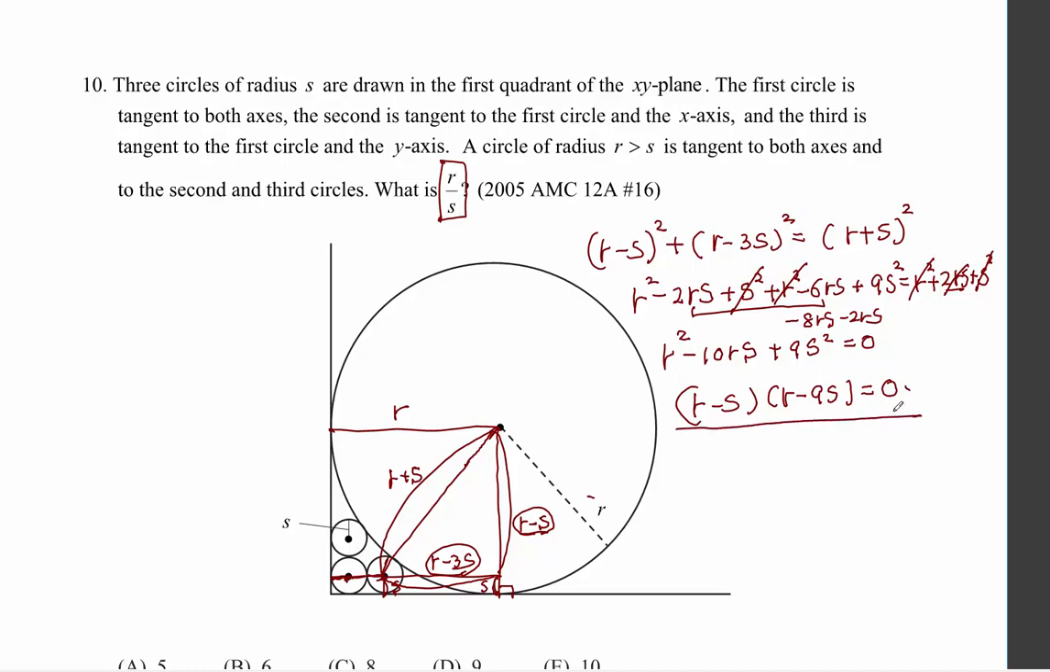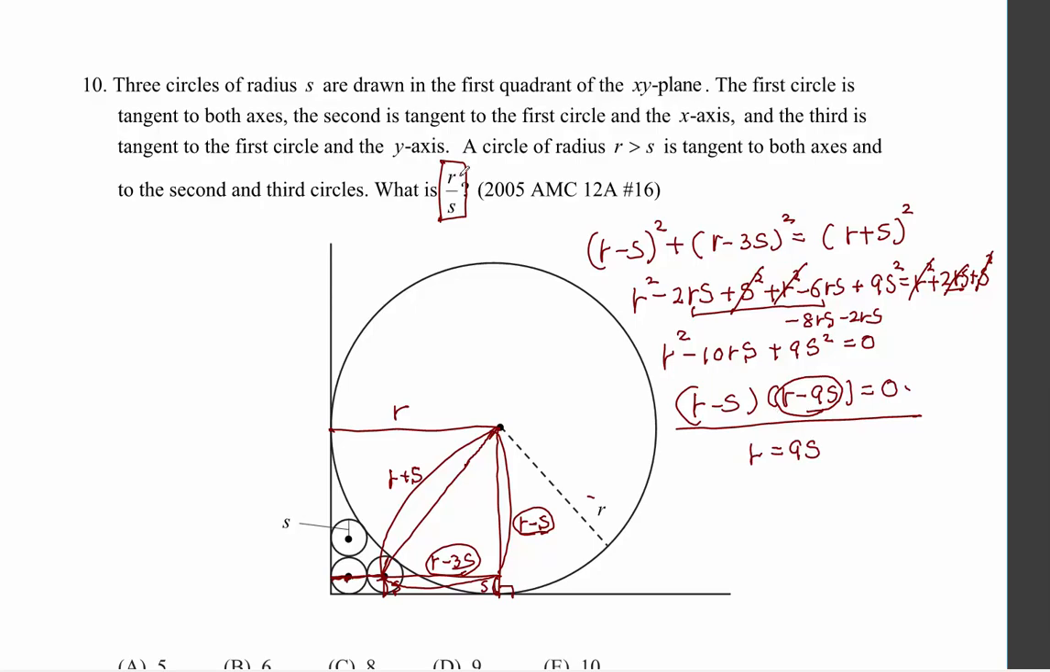From here, r cannot be s. You know that, right? s is very small, r is big. This one cannot be 0. The only thing is, to make a 0, this one. If r equals 9s, that's working. Okay? Alright, r is 9 times s.